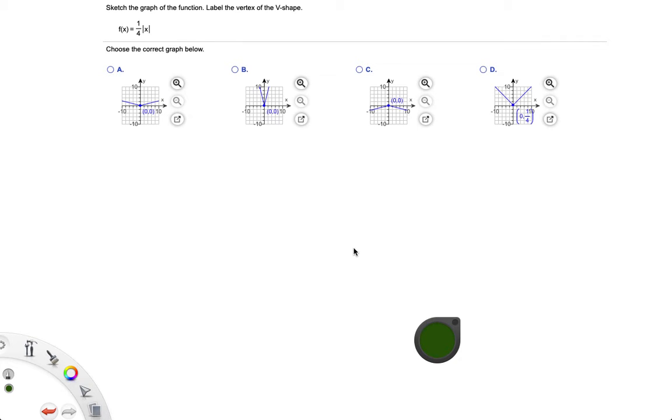We're going to talk about the absolute value function. This is an example. It's not really a good introduction to the absolute value function.